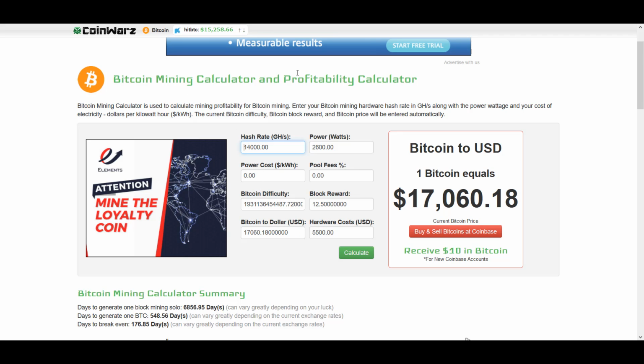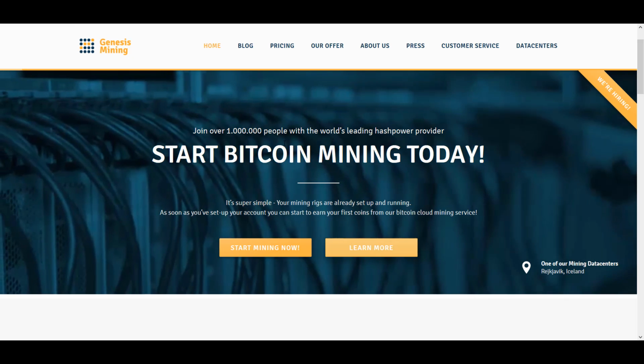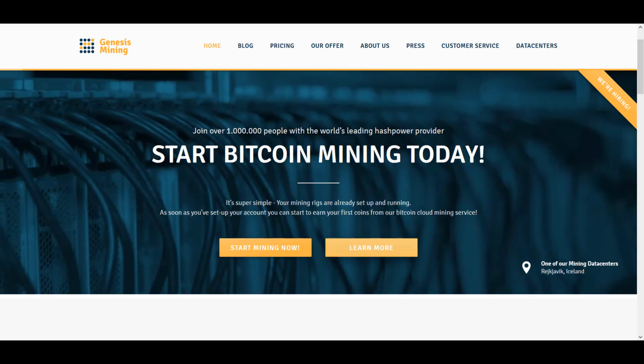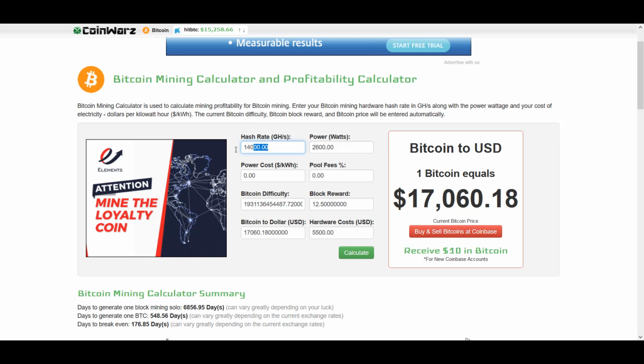Now, if you're using cloud mining, for example, Genesis Mining, Genesis is currently sold out of contracts, but the last time they had them for sale, they were $179 per terahash. So you could do 1,000 gigahash. You could do 179.